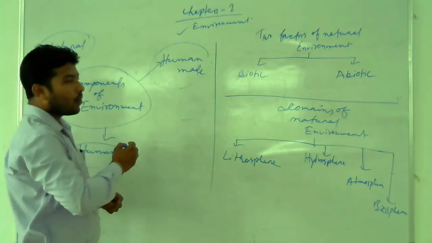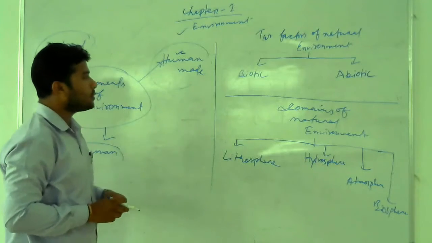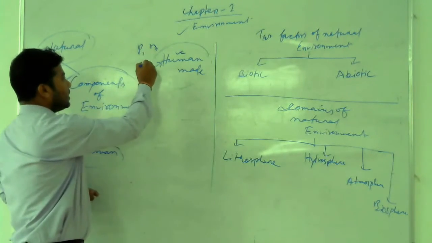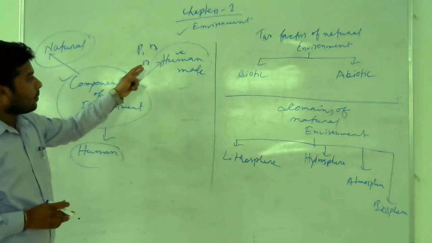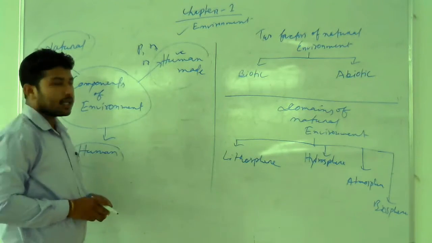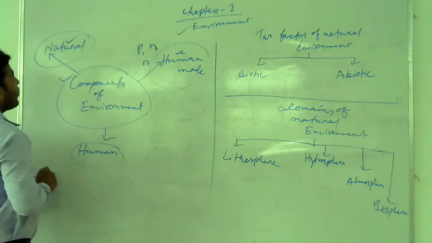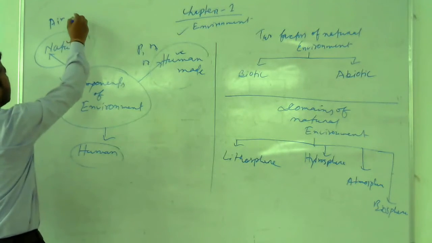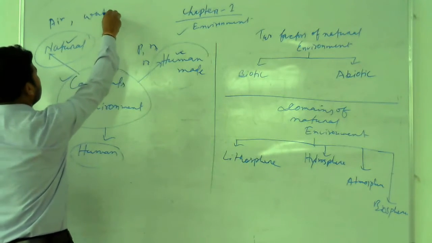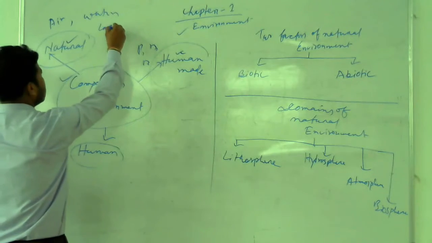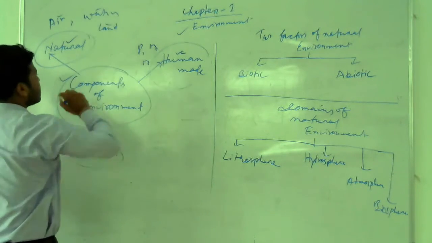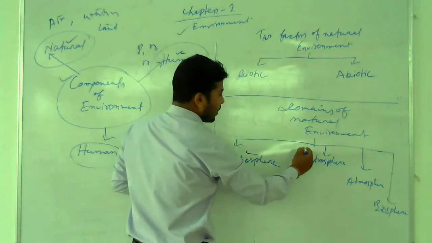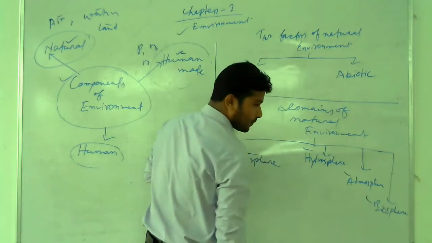In the human made components, what we have discussed: human made components means the parks, buildings, bridges. These are human made because they are not created by nature. And in the natural components we have discussed air, water, and land. In this way we have discussed the four domains. What are the four domains? Lithosphere, hydrosphere, atmosphere, and biosphere.